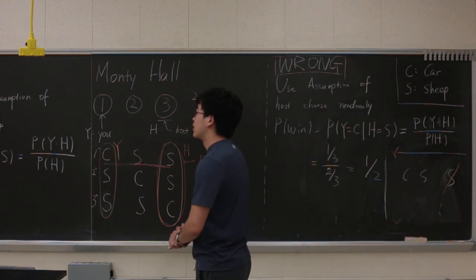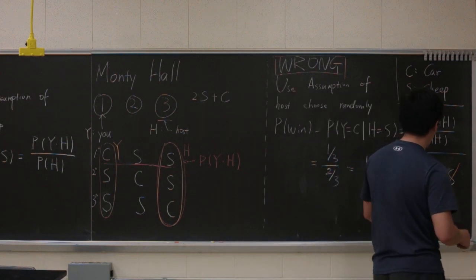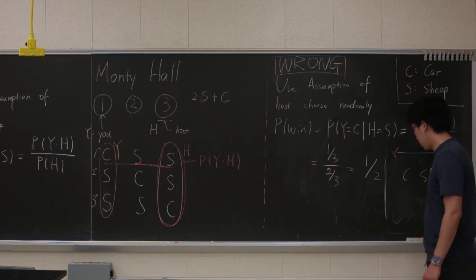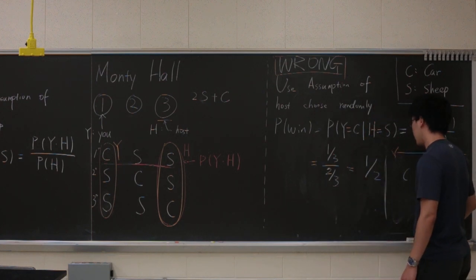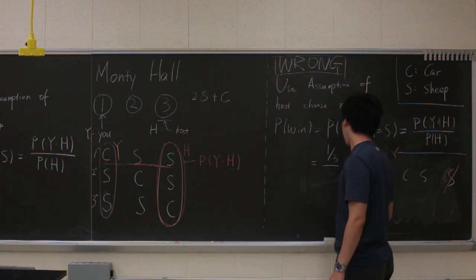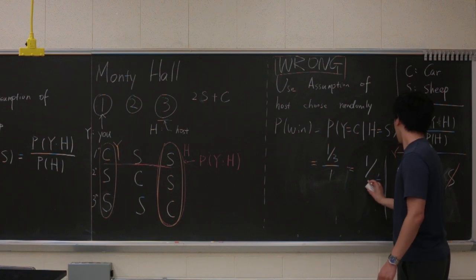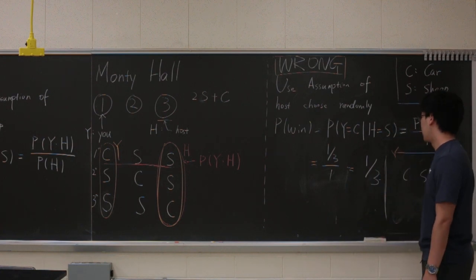But this is actually wrong. The reason it's wrong is that the probability of the host choosing a sheep is 1, because the host always chooses a sheep. That's the rule of the game. So the probability of not changing ends up becoming 1/3.